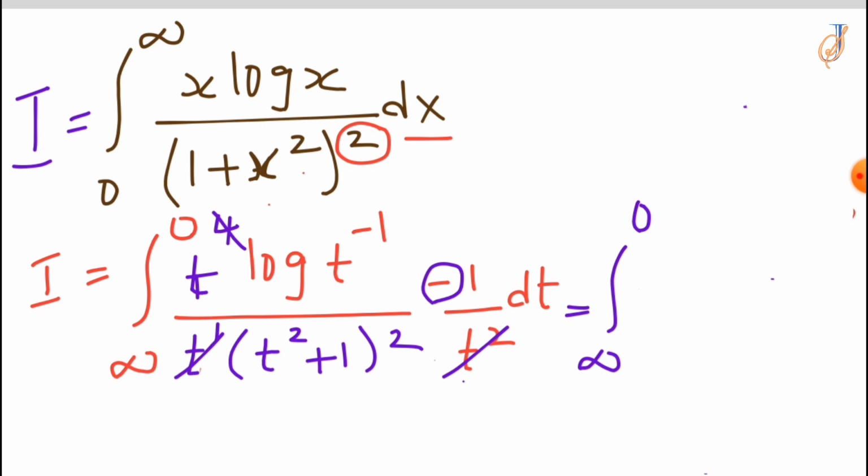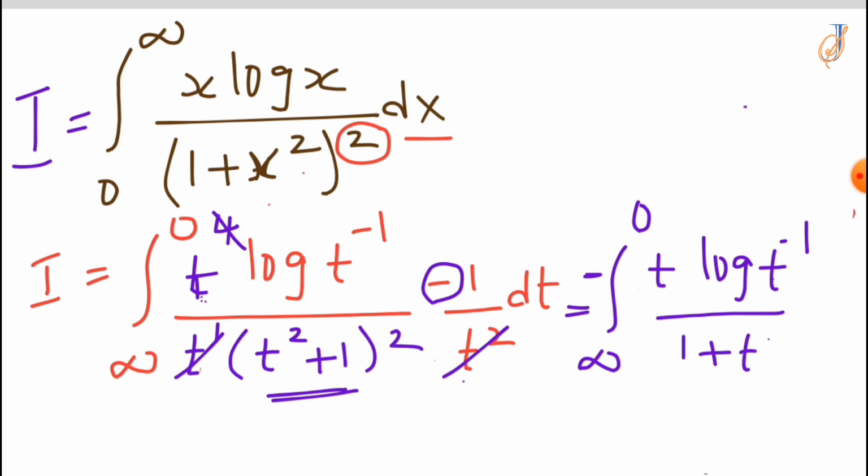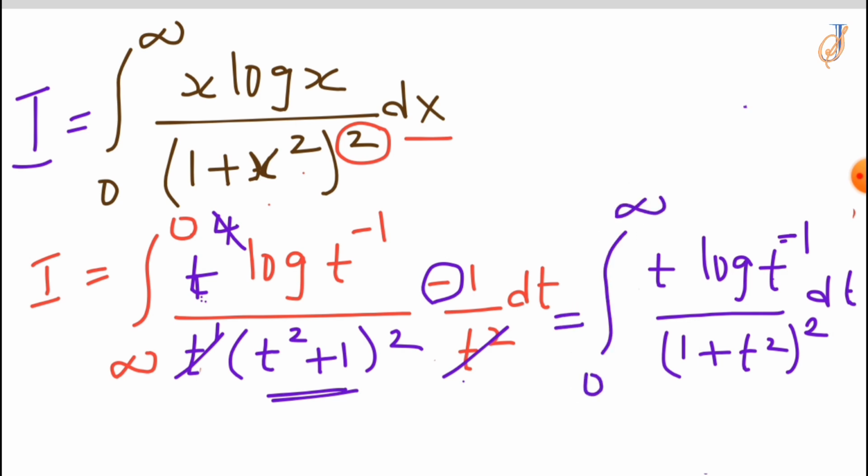We have minus. Let's take it to the front, minus. We have t log t power minus 1 over 1 plus t power 2 whole power 2 dt, isn't it? This we got. This is a negative function. To make it positive, we can change the limits, lower to upper, upper to lower, isn't it? Then the function turns into positive. This is our definite integration property. So use that property here. Let's make this function positive, changing the integral limits 0 to infinity.